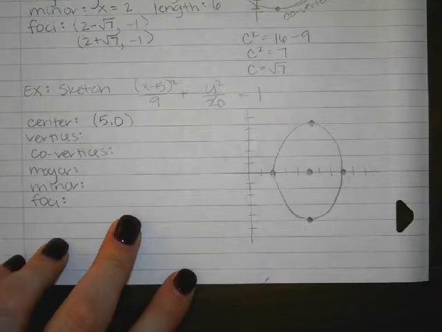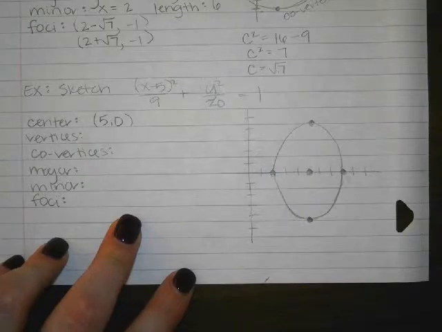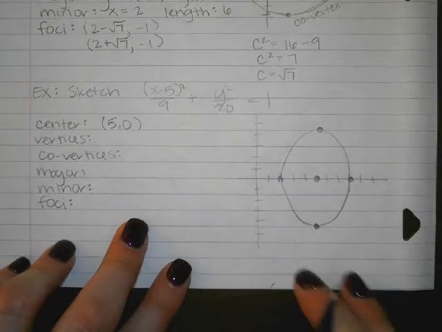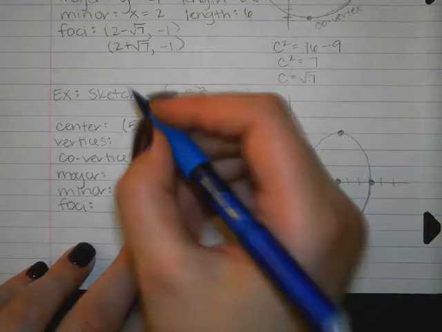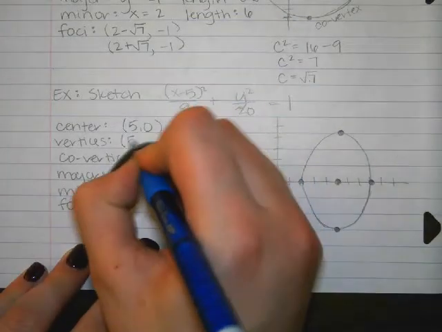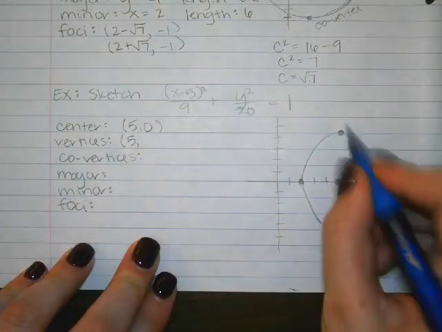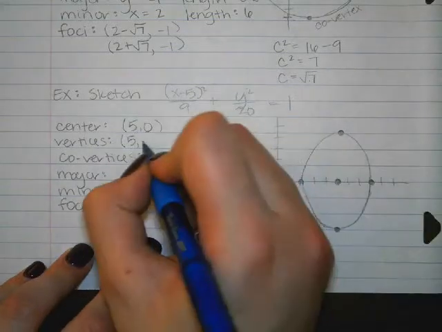So for this picture, are the vertices left and right, or are they up and down? They're up and down this time, because that's the further distance. And when you do these problems, I do not want to see decimals. I always want to use the square root answer. You do not have to simplify the square root, okay? So I'm just going to say my vertices are 5, comma, and then up square root 20 and down square root 20.